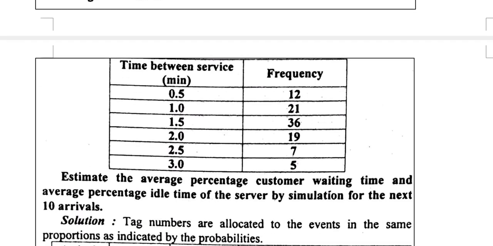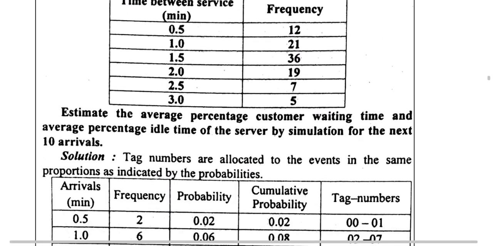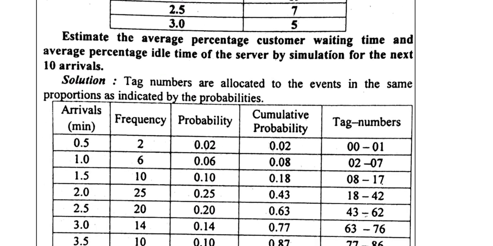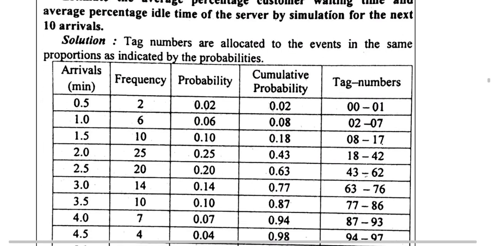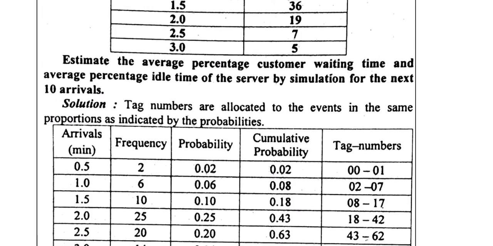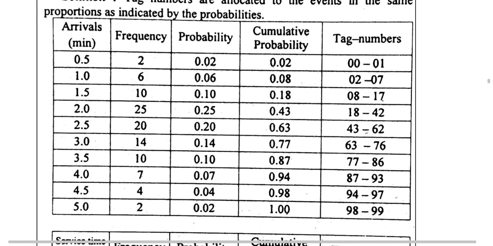We have to estimate the average percentage customer waiting time and the average percentage idle time of the customer by the simulation of the next 10 arrivals. So, first of all, in this problem we have to frame the tag numbers for each event. For example, given the arrival rate with some frequency, the probability and the cumulative probability, next we have to frame the tag number. The arrival time is given as 0.5, 1.5, but we have to generate it for 5 minutes.